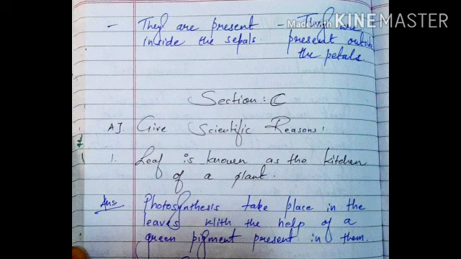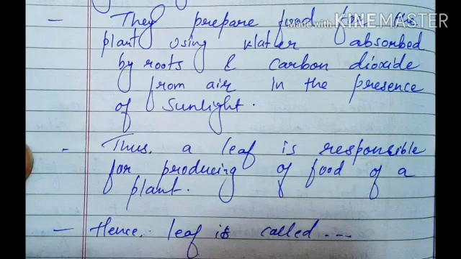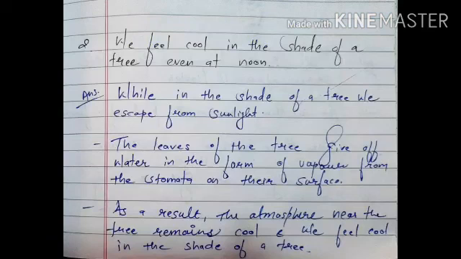First is leaf is known as the kitchen of a plant. The answer is photosynthesis takes place in the leaves with the help of a green pigment present in them. Second point, they prepare food for the plant using water absorbed by root and carbon dioxide from air in the presence of sunlight. Third point, thus a leaf is responsible for producing the food of a plant. And the last point is hence leaf is called the kitchen of a plant.